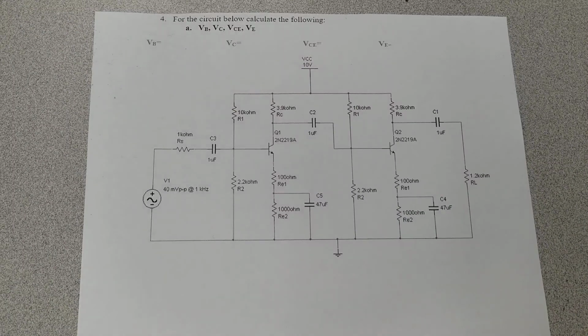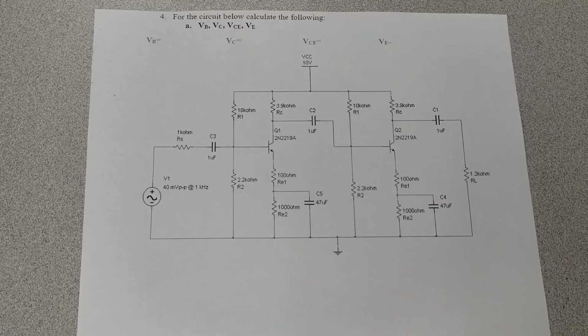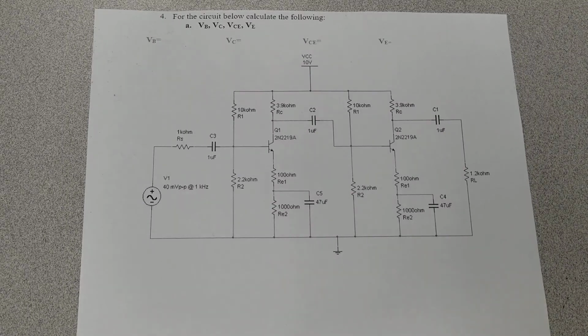Today I'm going to talk about some problems from assignment number 1. I've found out that there's a couple of problems which students are having a difficult time with, so I'm going to go over those. The first problem we're going to talk about is number 4, where it gives you a circuit and asks you for the voltage at base, the voltage at the collector, the voltage drop between the collector and the emitter, and the voltage at the emitter.